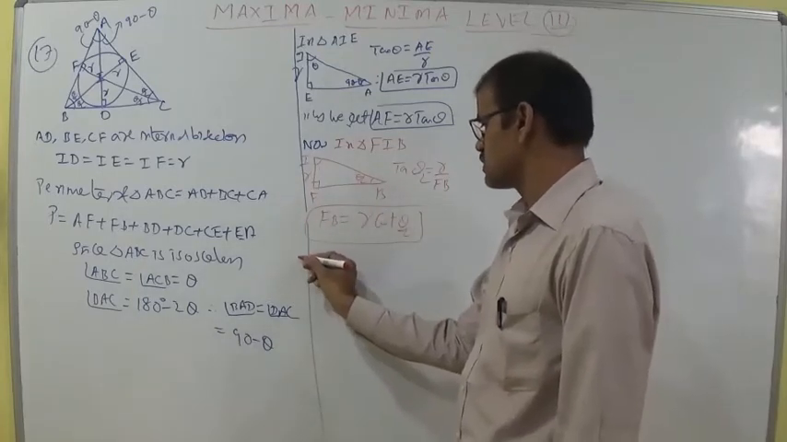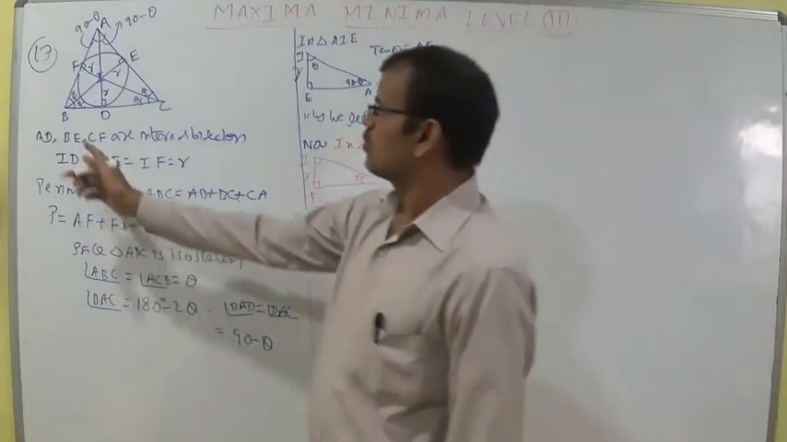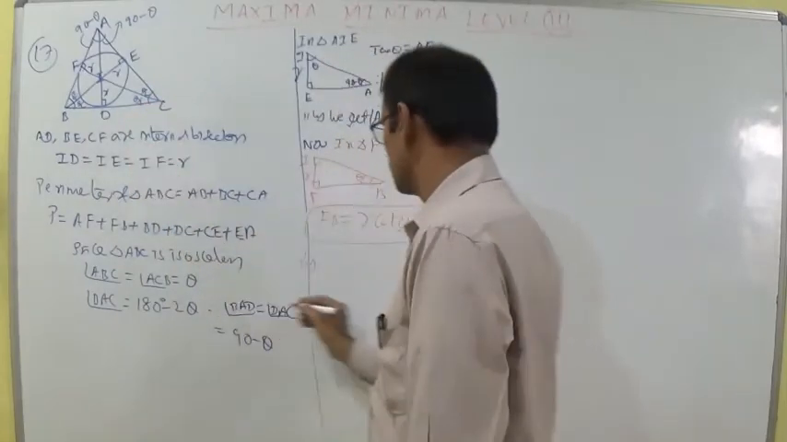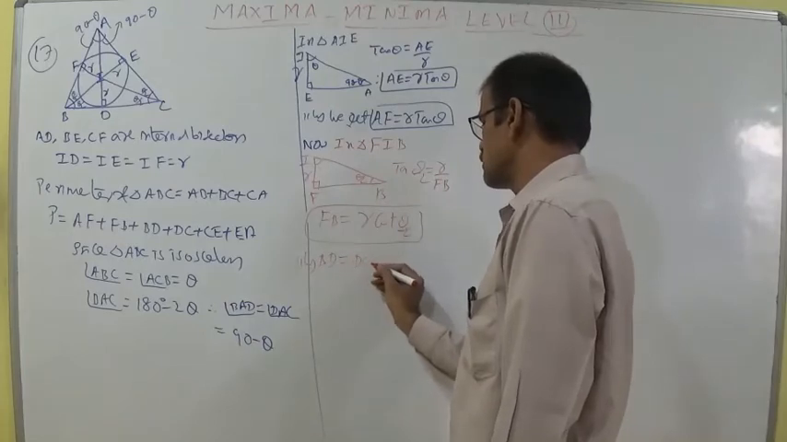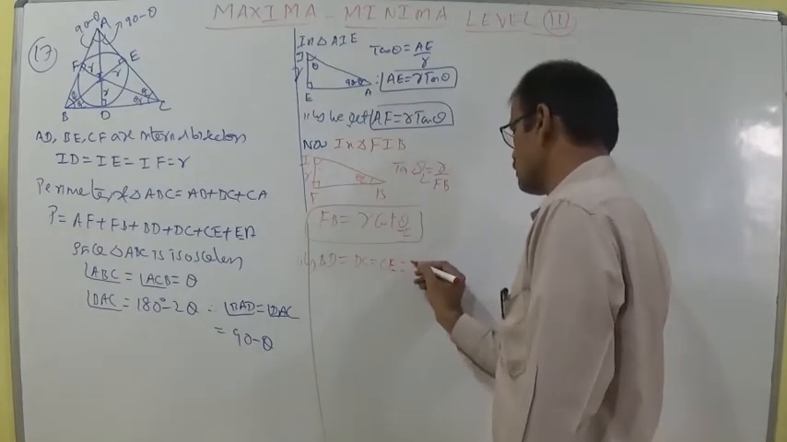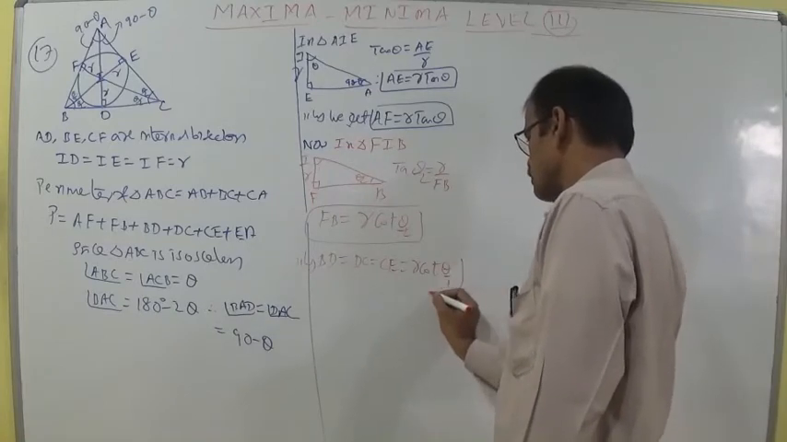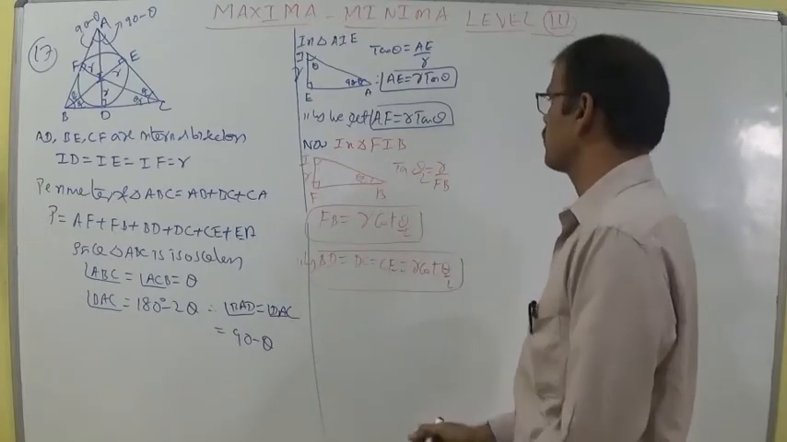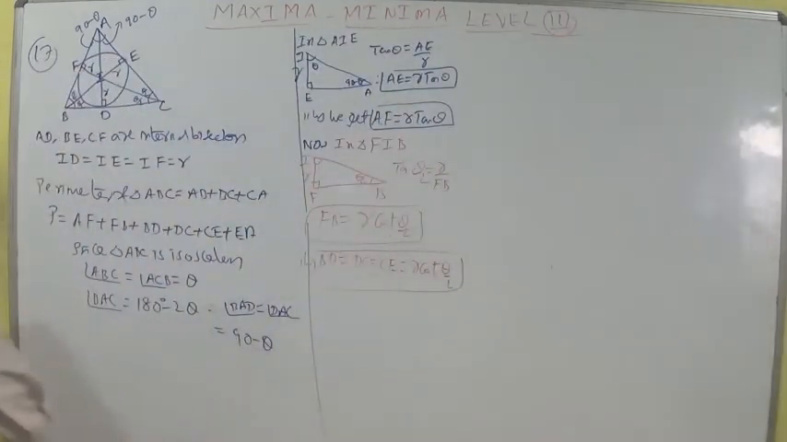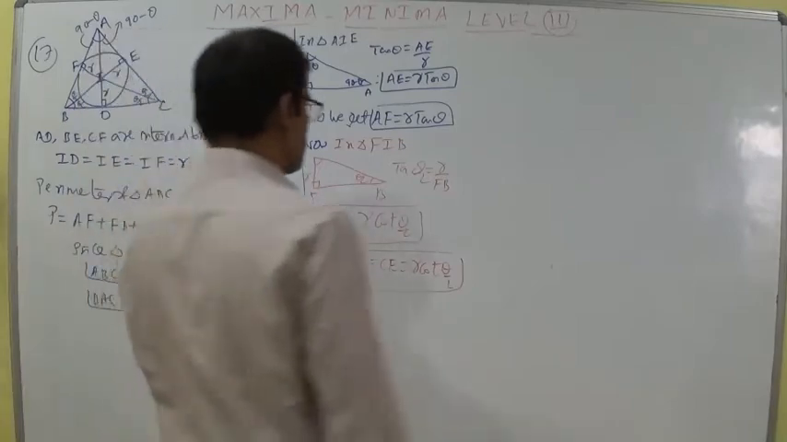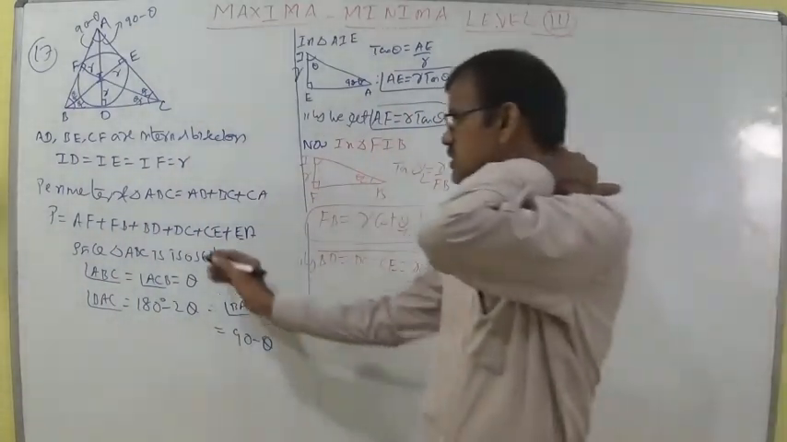Similarly, in the same way, BD is equal to DC is equal to CE is equal to R cot theta by 2. To indicate the separation, I use the red pen here. AE and AF are separate, R tan theta, and these are separate, R cot theta by 2. Let us write the perimeter.